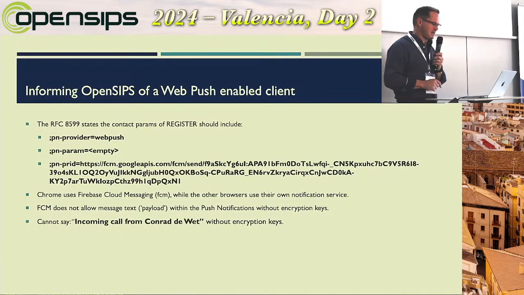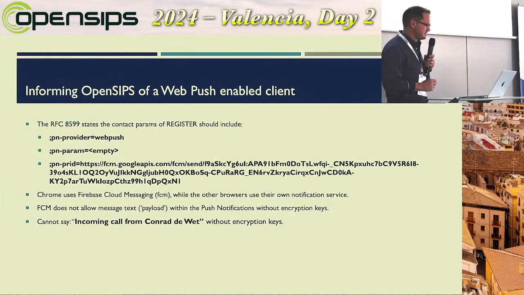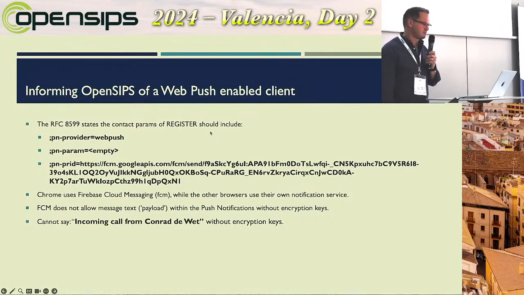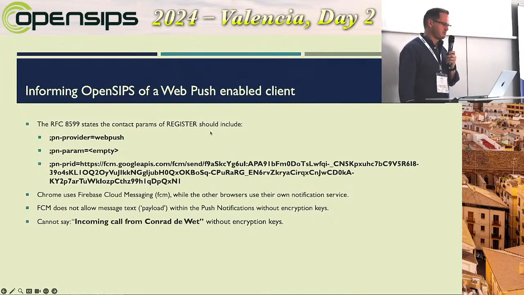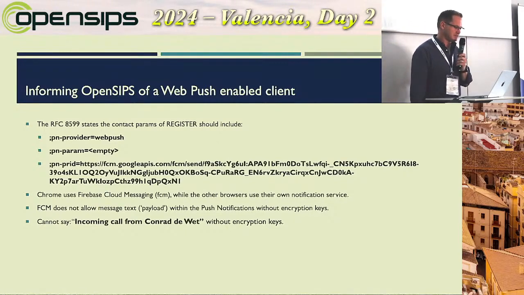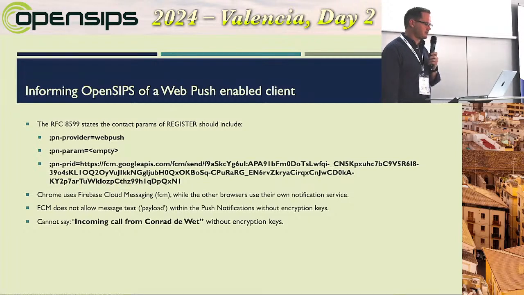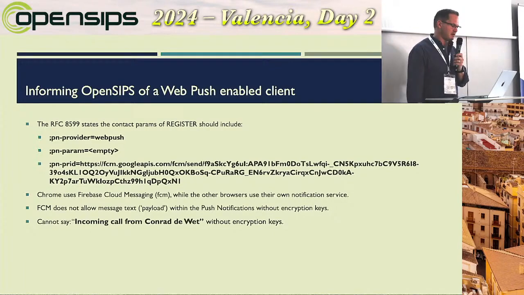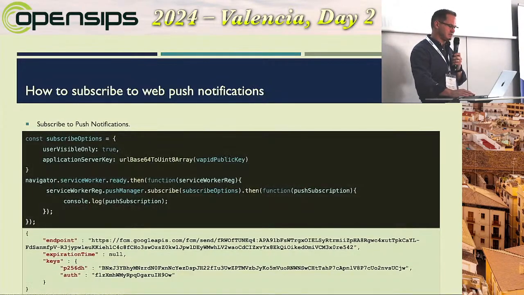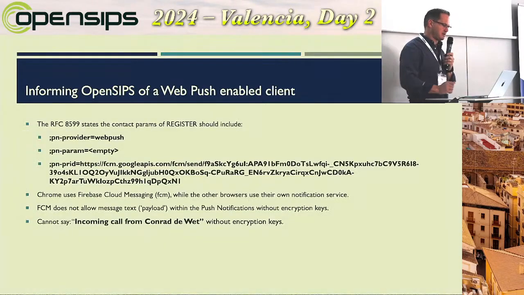So I'm going to have a look now again at RFC 8599. What they specify is the three parameters that you include in your register message. That's pn-provider equal to webpush, which is just specified in the documentation like this. It also says that the pn-param must be empty. Fair enough, because the pn-prid must be equal to that endpoint that you just saw. So I literally just copy the endpoint from there and place it in there.